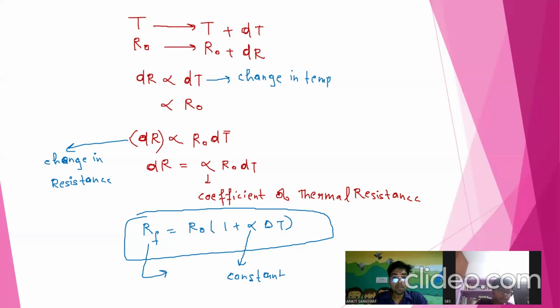Clear? Whatever I am writing, from where am I getting this? dR is directly proportional to dT. This change in resistance is directly proportional to the change in temperature. From where did I get this? It is from experiment. Whatever I am writing is from experiment. All are experimental results. We have found this, and that's why I am teaching this.